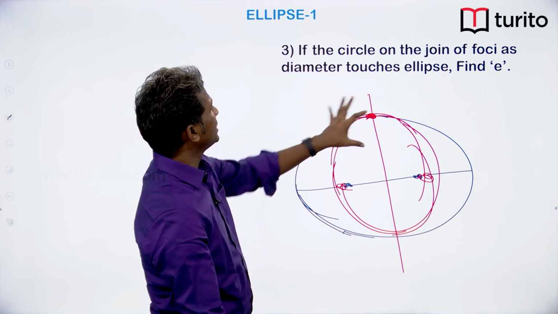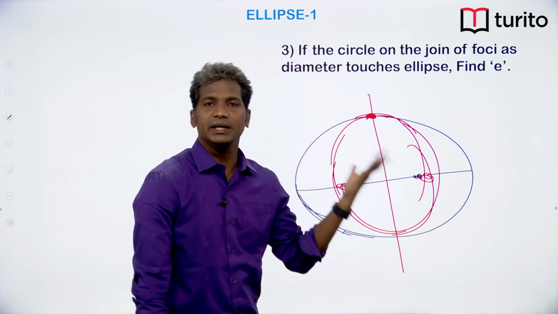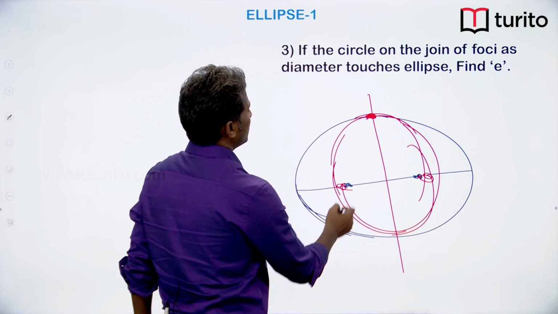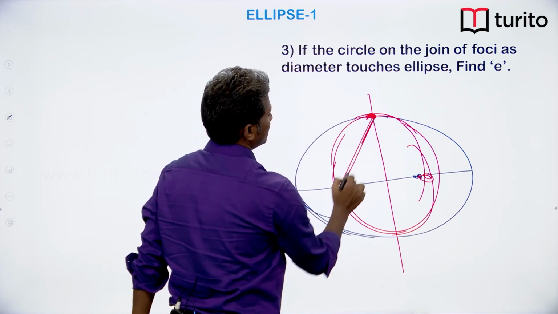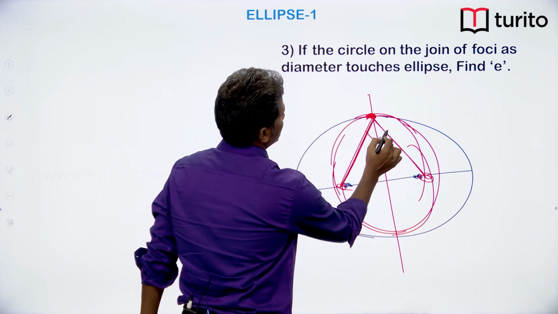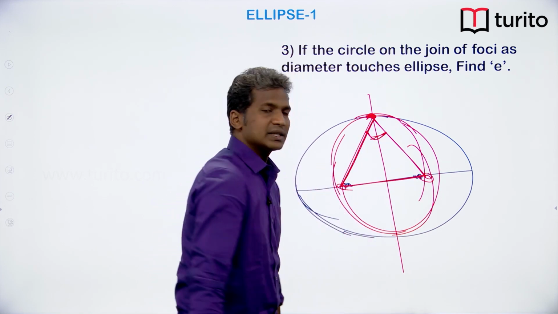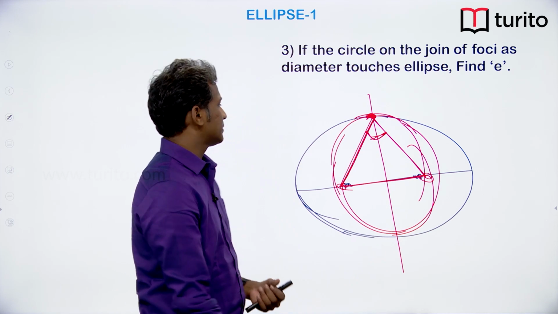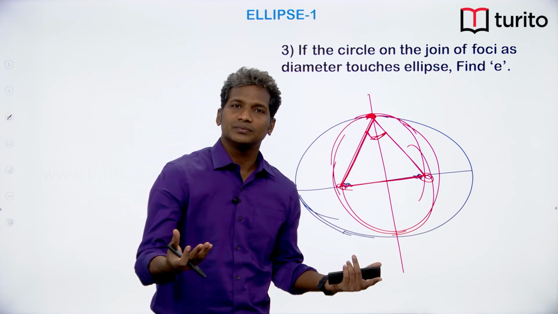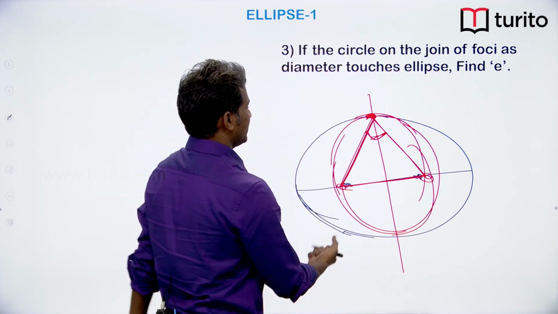Now, using this situation, can we find E? Of course, we can, because if I join this point with the foci, this point must form 90 degrees here, because diameter makes 90 degrees on the circumference. So now what is the idea? We know the next idea.